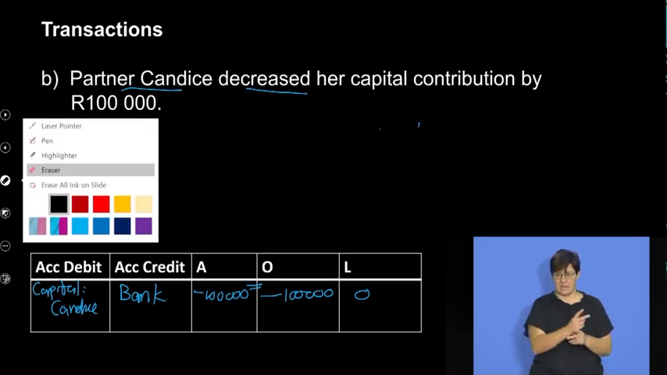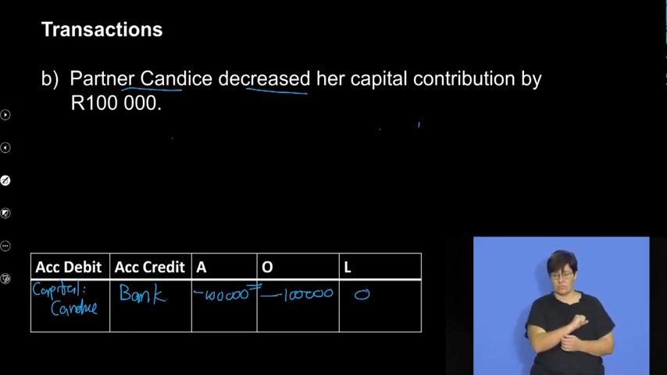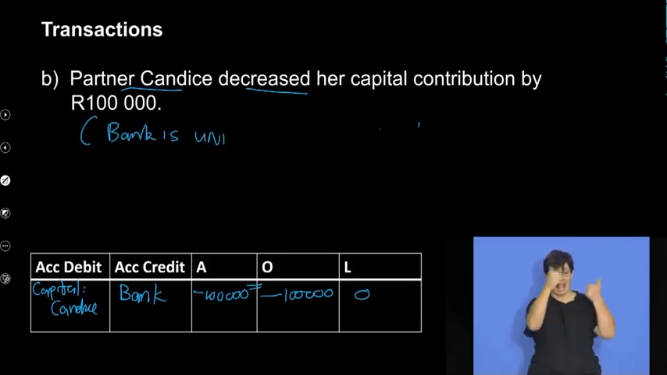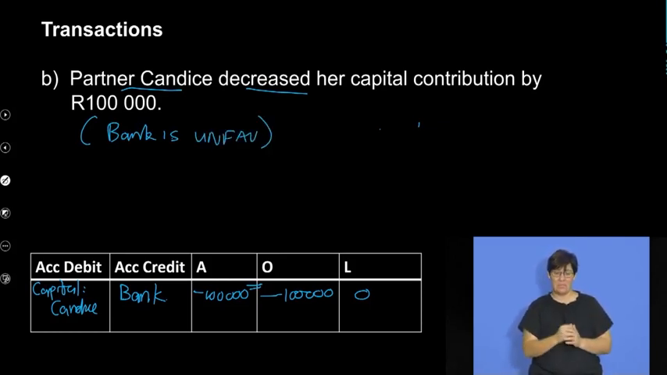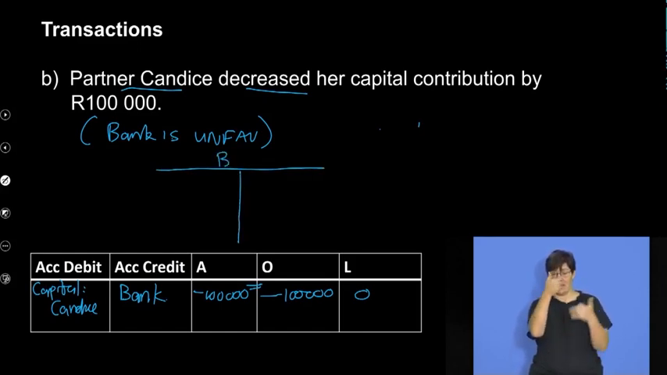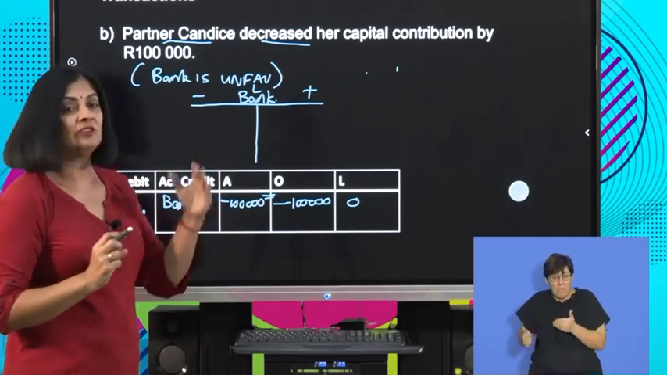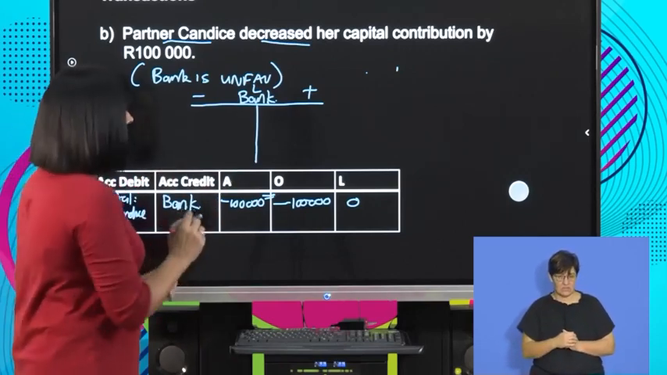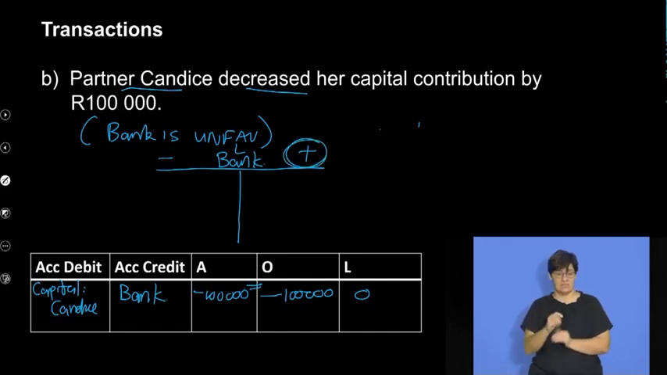Okay, let's grab a pen quickly, and let's assume in the transaction mentioned, bank is unfavorable. So in the event of bank being unfavorable, how does this now change? Obviously, the impact will be on the bank account, and if bank is a liability, by Candace withdrawing 100,000 Rand from our bank account, remember our overdraft is now going to increase by 100,000.